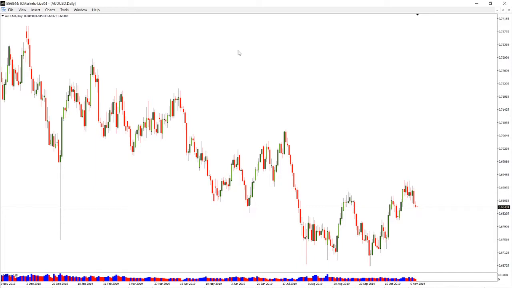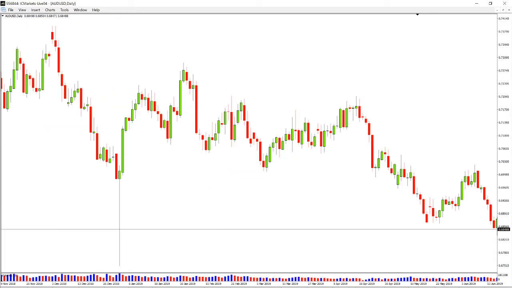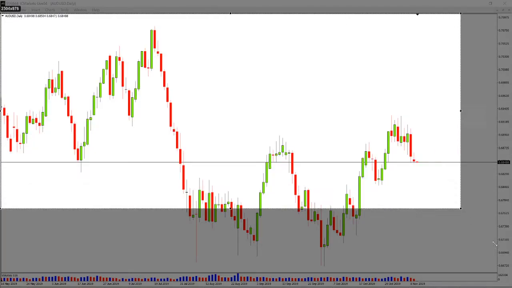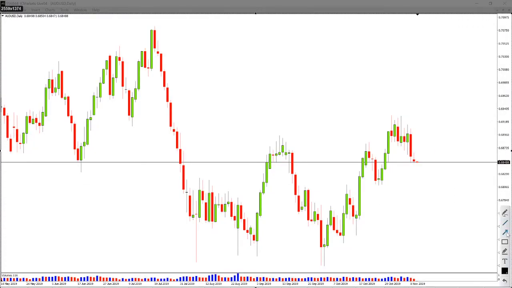So this is an Aussie dollar currency pair. As we can see, the price is present here, and the price is making higher highs. Look at that, how nicely higher highs and higher lows, right?